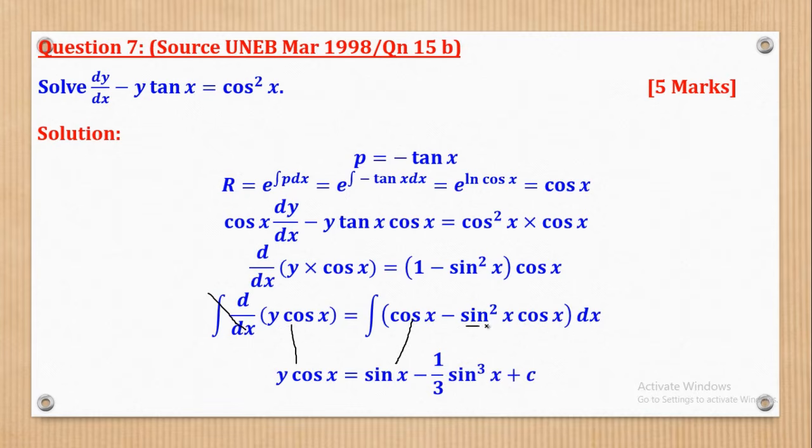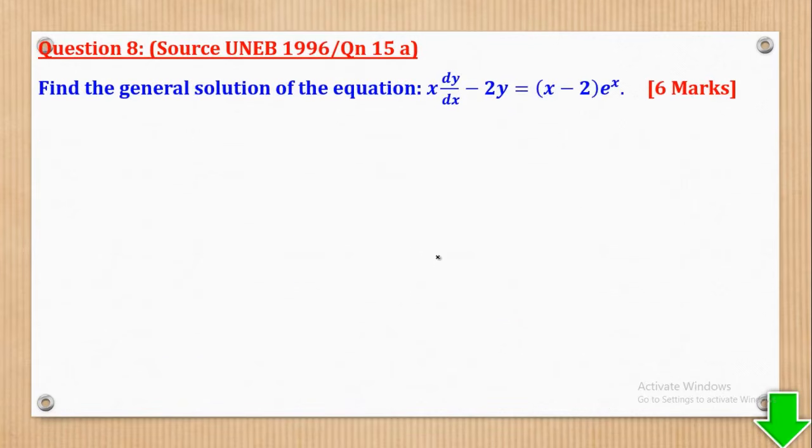But here, integrating cos x gives you positive sin x. And integrating this, you remember the method of recognizing presence of a function and its derivative. So the function is sin squared x, so you increase this power by 1 to come up with sin cubed x, then divide by the new power, which is 3 here. That is why you see 1 over 3 there, plus the constant of integration. So now we shall go to question 8, which came from UNEB 1996, paper 1, question 15a, and says find the general solution of the equation this.